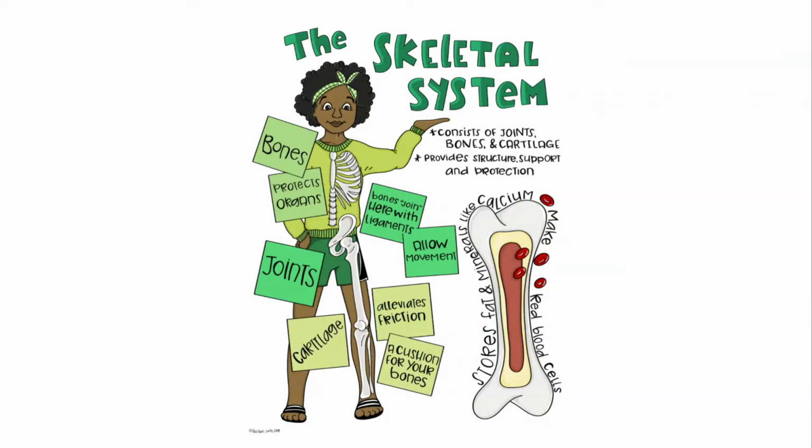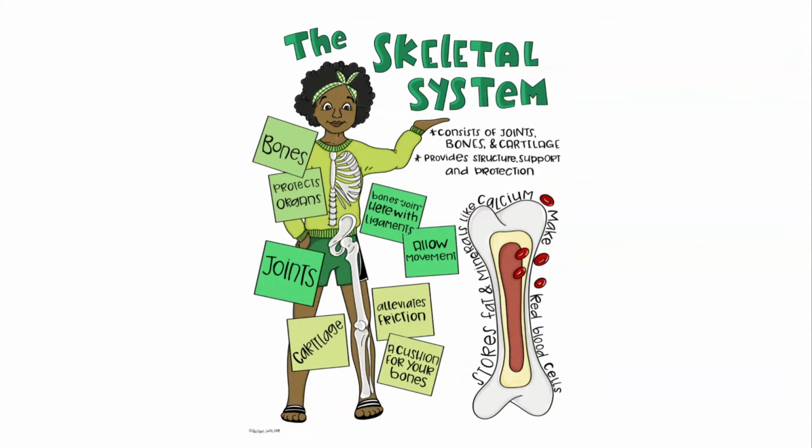Next, we have the skeletal system, and this is going to provide structure for your body. So it's basically giving you your shape, and it helps support you so that you can stand up straight. And it's also offering a layer of protection, especially around some of the most important organs in your body. For example, your skull protects your brain, and your rib cage will protect your heart and your lungs.